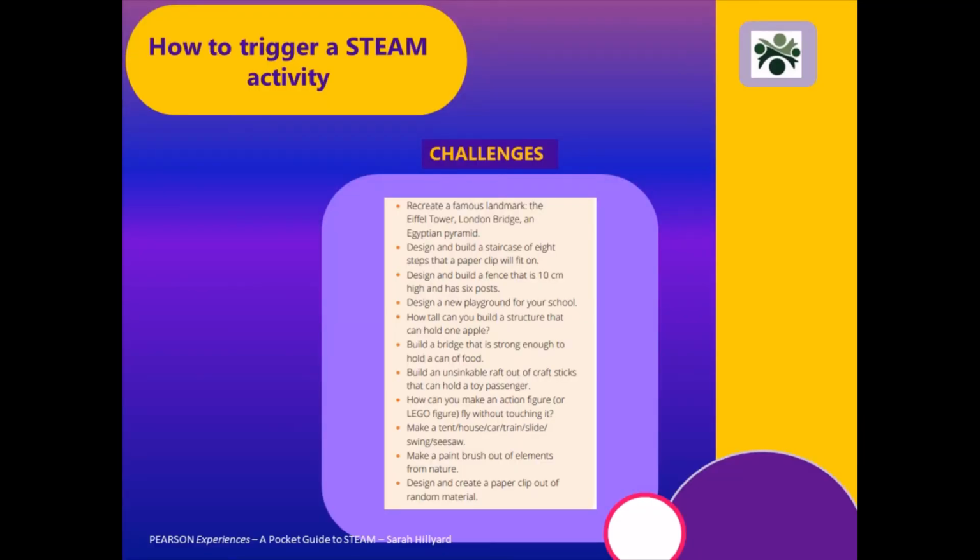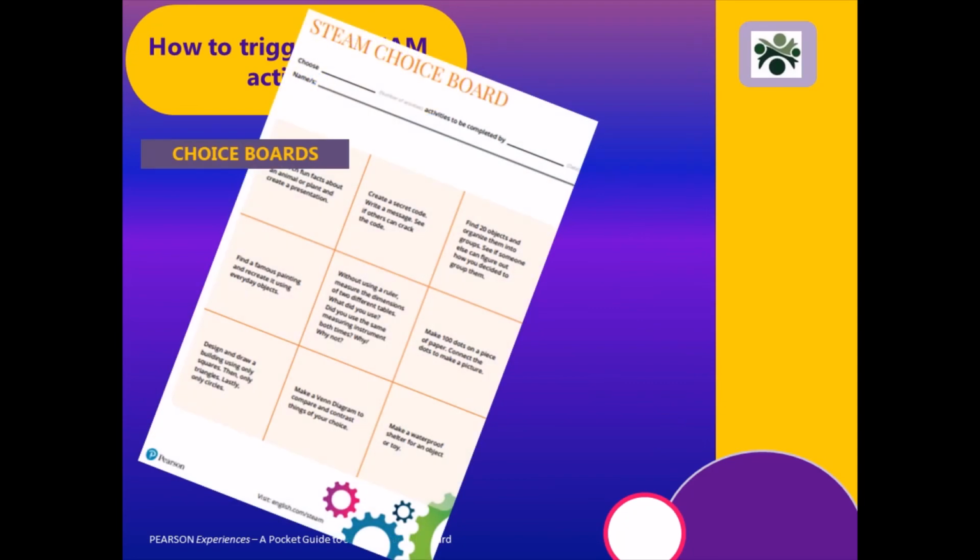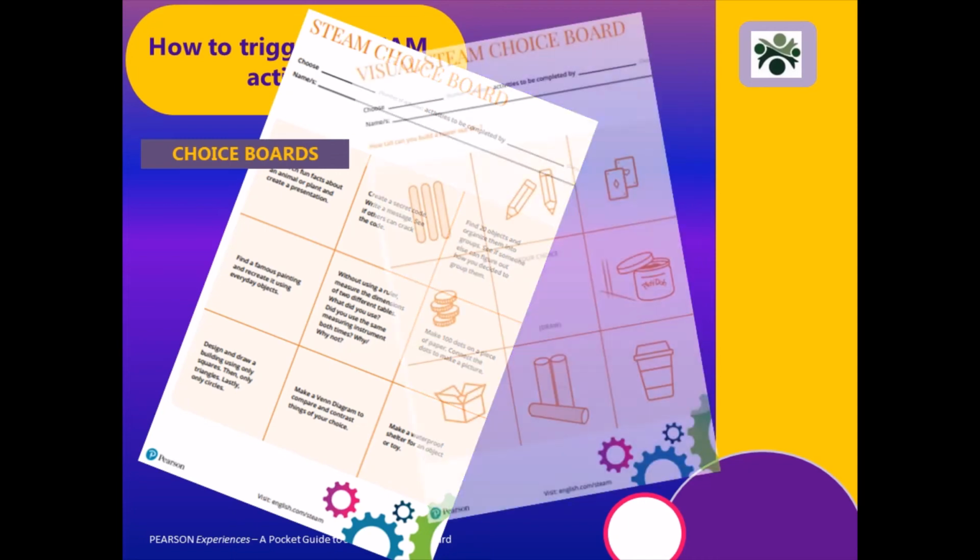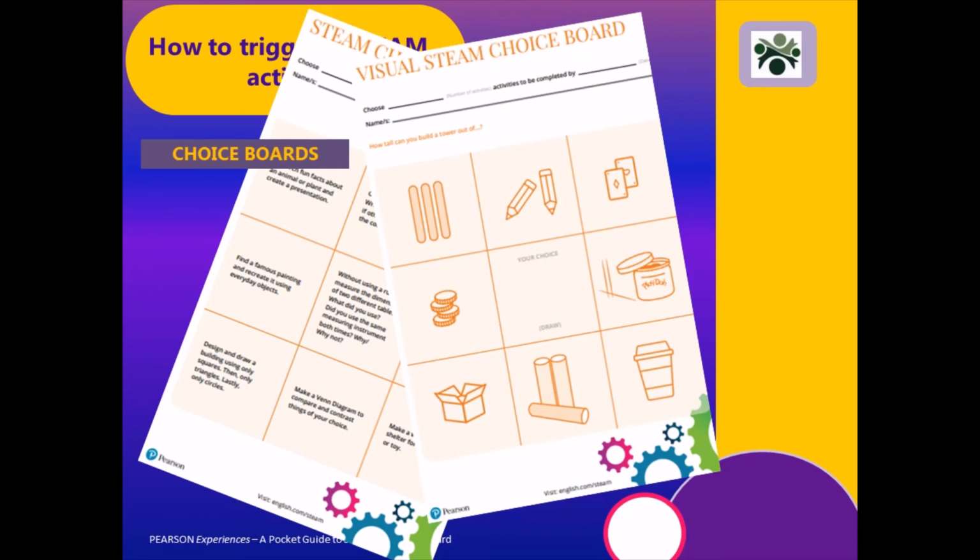STEAM activities are usually triggered by challenges or questions teachers pose. A single challenge can be set for the whole class. Here is a list of examples taken from the Pearson Experiences Pocket Guide to STEAM by Sarah Hilliard. Or you can give them choice boards with several challenges to complete from. These models can be adapted to make them topic related. They can have more or fewer grids, etc. As we have already mentioned, STEAM activities can also be prompted through a question. In this case, included in a visual choice board for younger students.